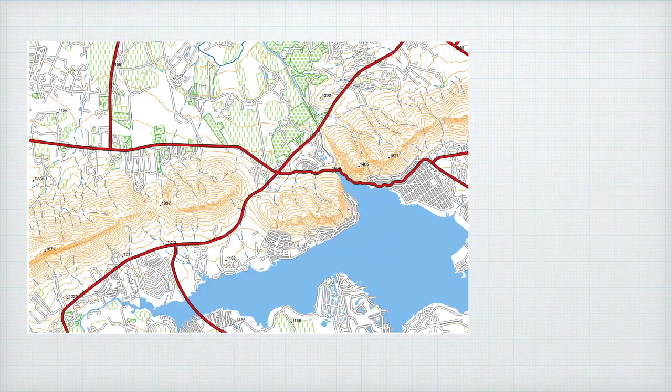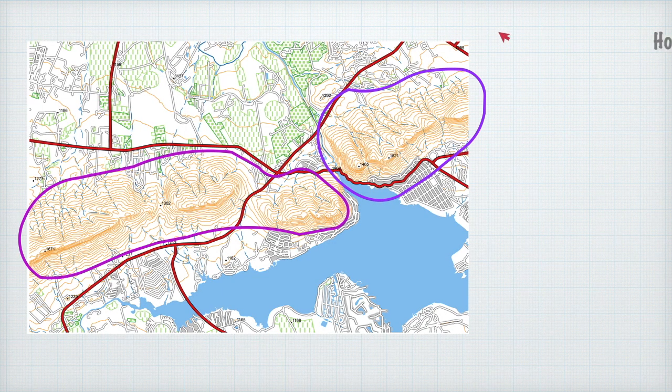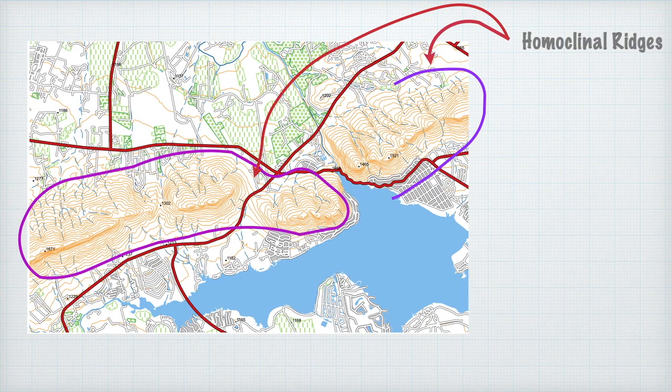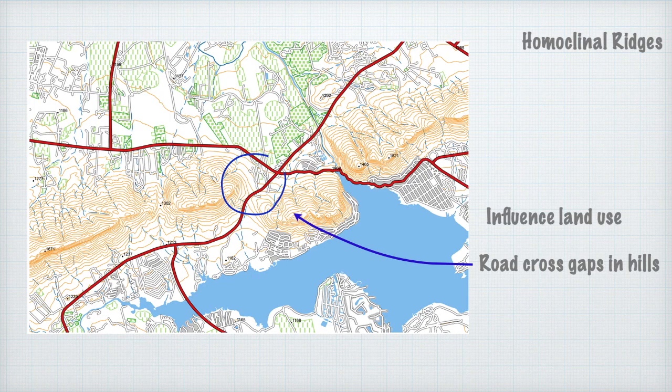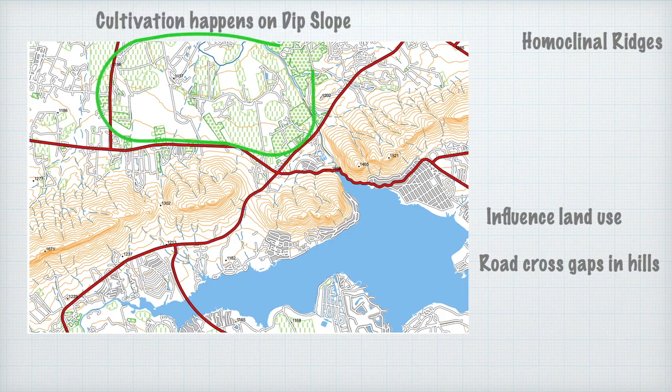Let's now look at the Magaliesberg from a topographic map point of view. Can you see there are the homoclinal ridges, and you see how they are lying like that with the dip to the north? And notice how they've influenced land use, in that now the roads have to run parallel to the ridges and can only pass through the mountain where there's a gap. And notice how along the dip cultivation happens. So can you see how when we look at these layers, they then have an impact on human use of the land because of the dipping of the homoclinal ridges.